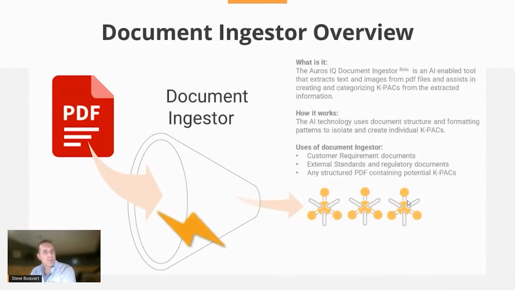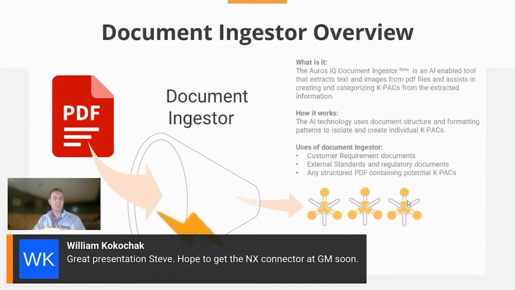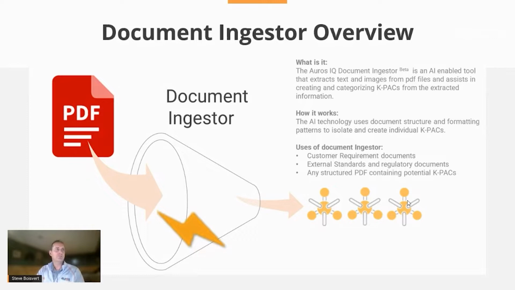For any of you that weren't part of the IKAA conference last year and potentially don't know about the document ingester, here's what it is. It's a tool that allows a user to input a PDF file, and it extracts text and images from that PDF file in order to help them create knowledge packets from the knowledge that's contained within that document. There's some particular AI technology that's utilized that helps us categorize the information that's extracted from the PDF document.